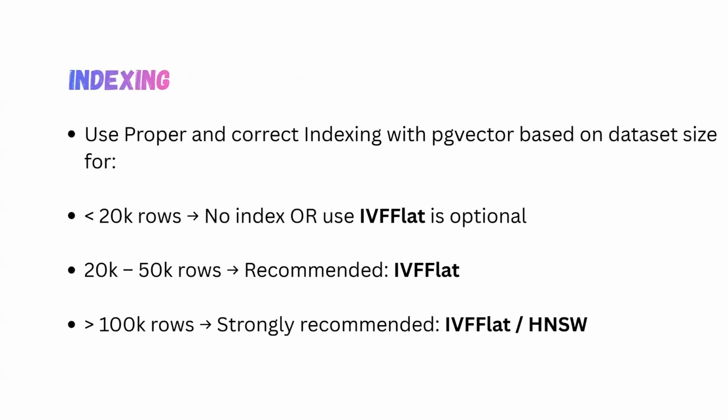Now, the third and important point is to use correct indexing with PGVector based on dataset size. There is no indexing required if we have less than 20,000 rows. IVFFlat is recommended for rows between 20,000 and 50,000. For rows greater than 100,000, or 1 lakh rows, IVFFlat or HNSW indexing is strongly recommended.